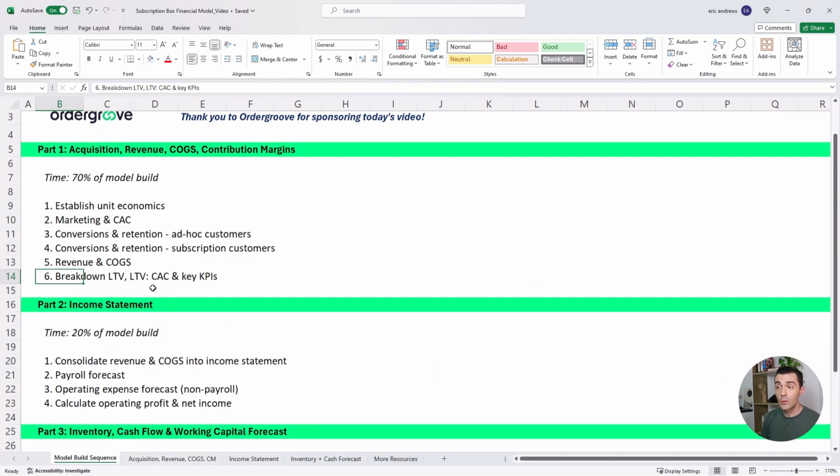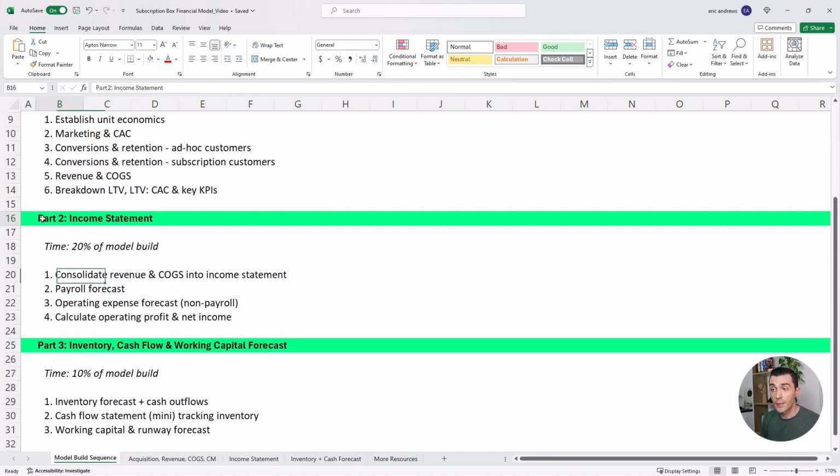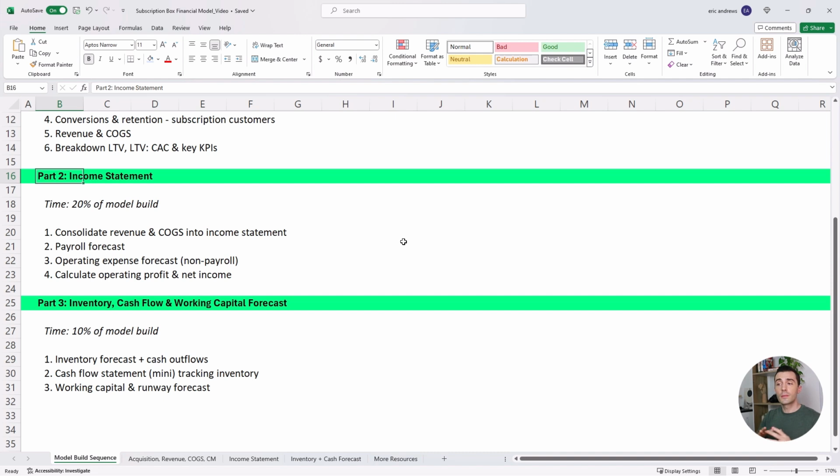And today, we're going to cover part 2 and part 3. So in part 2, we're going to consolidate everything we did in part 1 into an income statement for a subscription box financial model business. Then we are going to be projecting the rest of the operating expenses. So I'll show you a really simple way to build a payroll forecast for your business. Then we're going to project all of the non-payroll expenses, so all of the other things that go into a business outside of marketing and payroll, enterprise software, consultants, etc. And then we're going to calculate your operating profit and your net income.